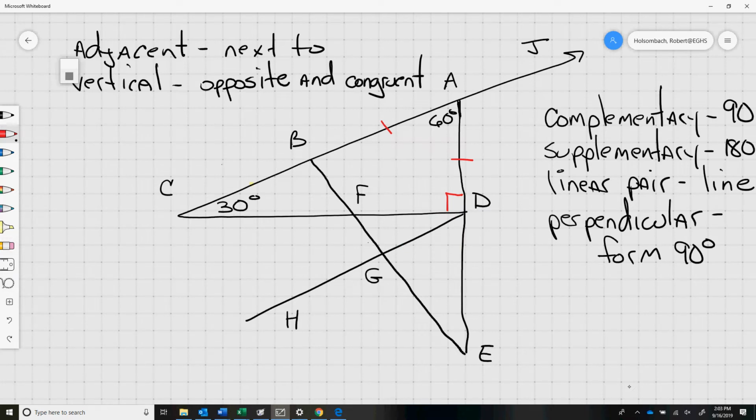Complementary non-adjacent. Complementary means they add up to 90. Non-adjacent, they're not next to each other. So that's this BCD and BAD. Those 2 angles add up to 90 and they're not next to each other.